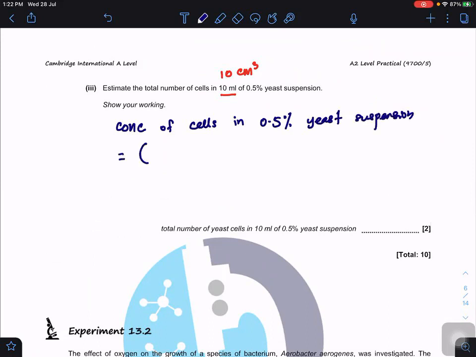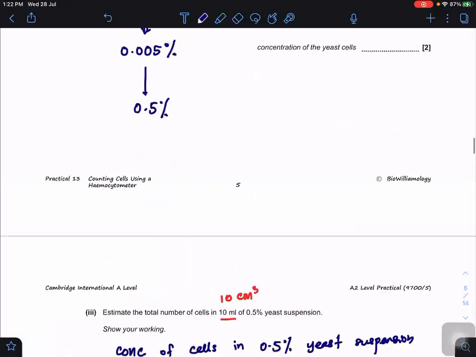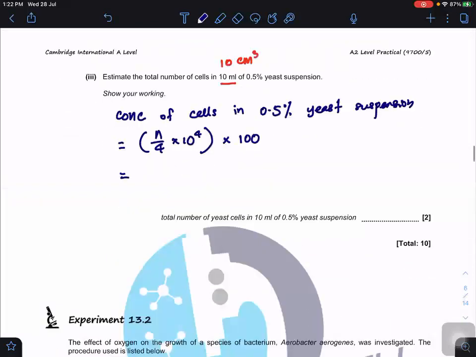This will be equal to n over 4 multiplied by 10 to the power of 4 multiplied by 100. Why multiply by 100 or 10 squared? Because when you go back here, you multiply by 10, and you go back here, you multiply by 10 again. So in total, you multiply by 100. So it equals n over 4 times 10 to the power of 6 cells per cm cube.